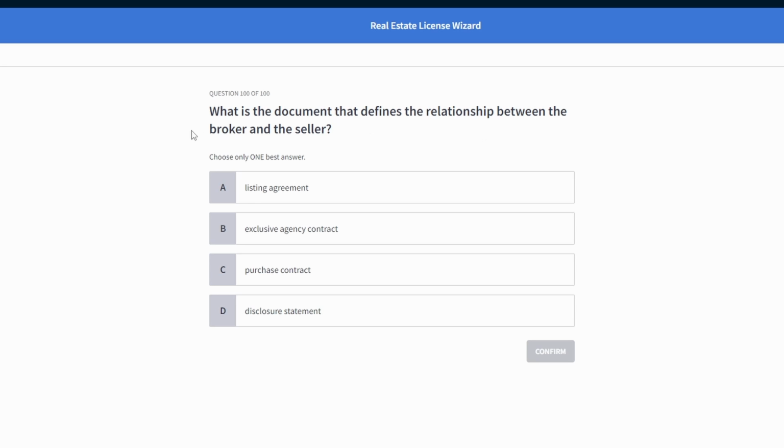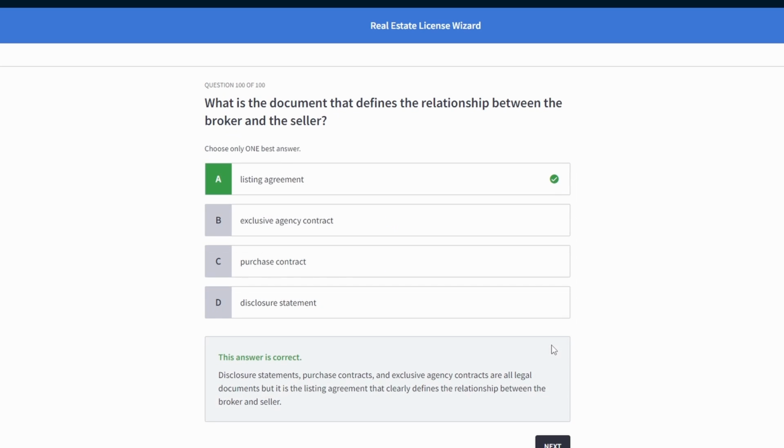Alrighty, so question 100, what is the answer? It's going to be A, the listing agreement. So disclosure statements, purchase contracts, and exclusive agency contracts are all legal documents, but it is the listing agreement that clearly defines the relationship between the broker and seller. So you must understand that, and really you should be familiar with all four of these documents and what they do.